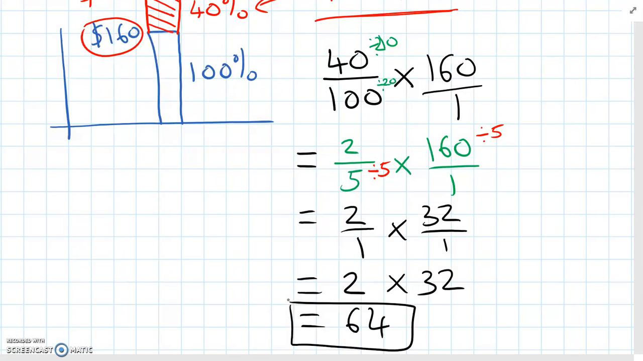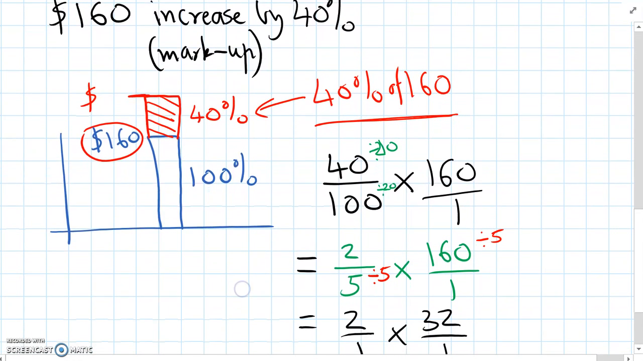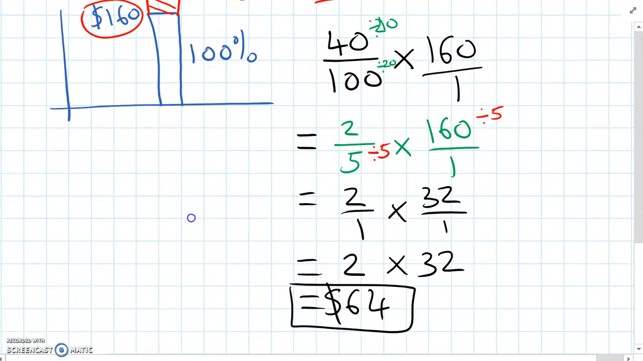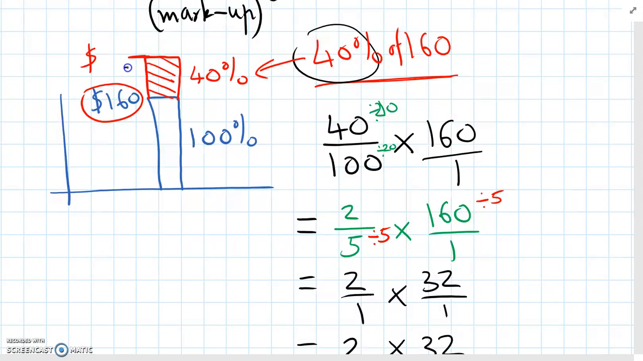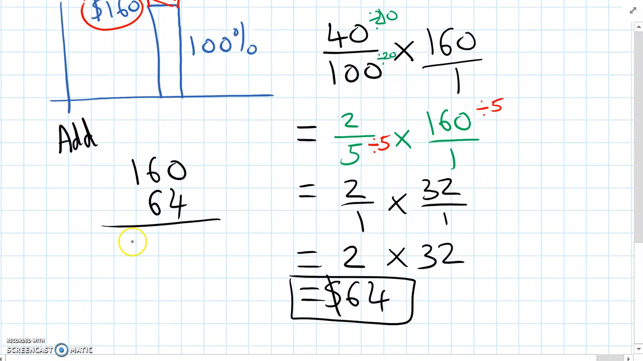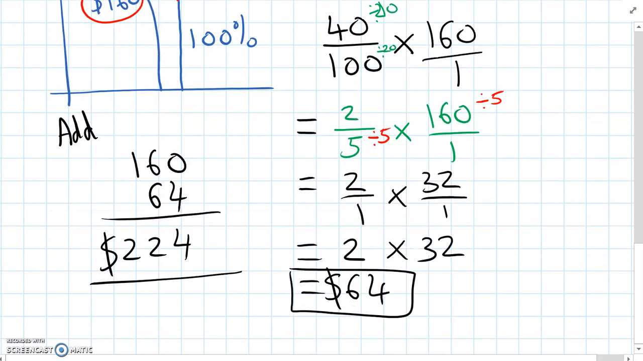So now we know that the shoes increased by 40%. So they increased by $64. But that's only this extra amount here, $64. They already cost $160, so we're going to add the original price to the 64. So 160 plus 64. And that gives us $224. So we always want to avoid markups. That's why you buy things when they're on sale.